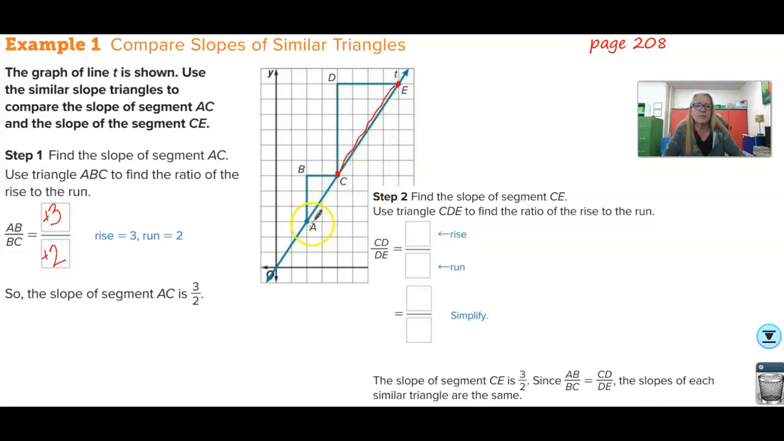Well, of course, it's going to be the same as this segment, obviously, but they want you to find it. So from C to D, we go up 1, 2, 3, 4, 5, 6, up 6. And then we went right 1, 2, 3, 4. And if we reduce that, we get 3/2, which was the same.